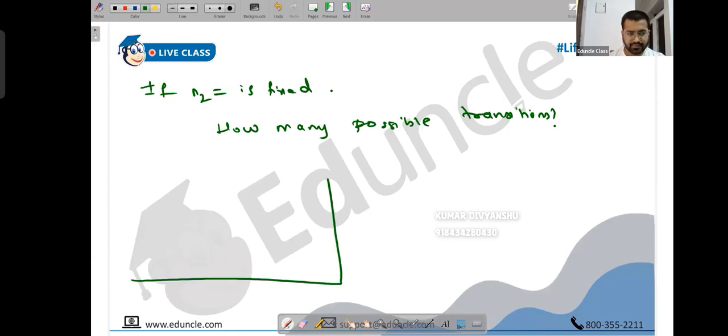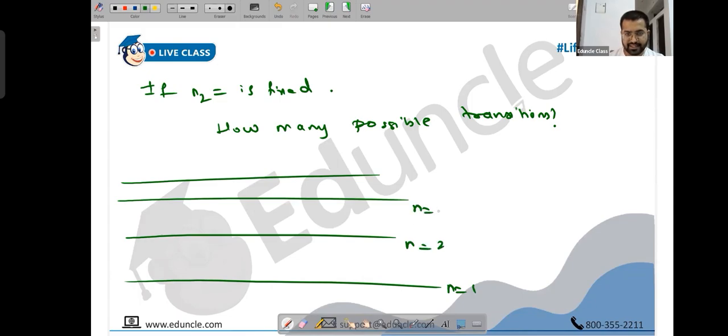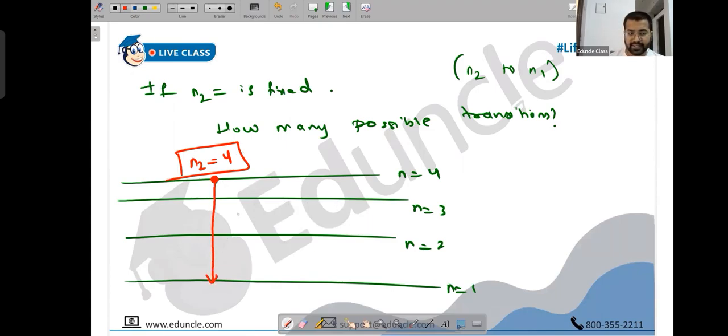I'm drawing this: n equals 1, n equals 2, n equals 3, n equals 4. When you jump from n2 to n1, n2 is the outermost possible orbit. Suppose the particle is here, n2 is 4. Now how many transitions are possible? Mathematically we can calculate. First, it can go from 4 to 1, that's one combination. Another is 4 to 2, another is 4 to 3. After it goes to 3, 3 to 1 is also possible, 3 to 2 is also possible. After it goes to 2, 2 to 1 is also possible. That's it: 4 to 3, 4 to 2, 4 to 1, 3 to 1, 3 to 2, 2 to 1. So how many combinations are there? 6. Six possible discrete wavelengths you can get.